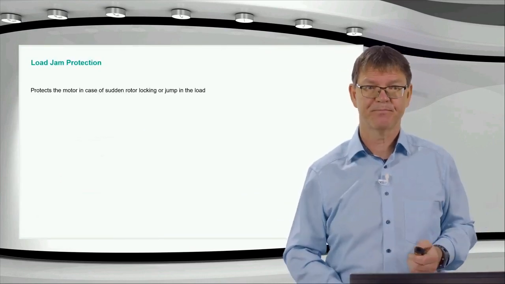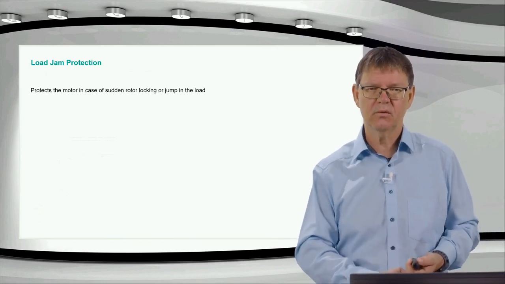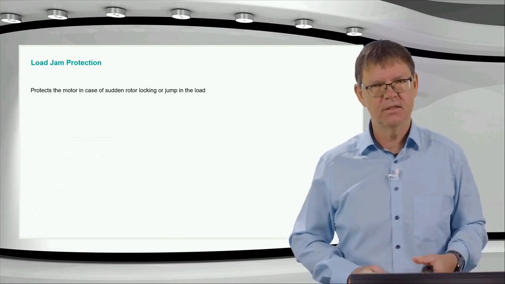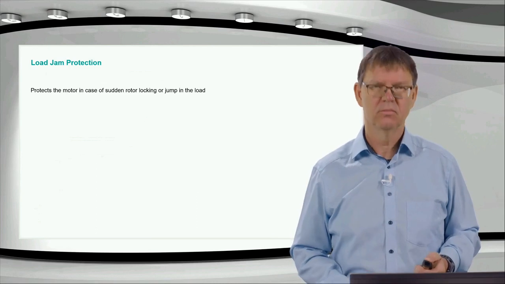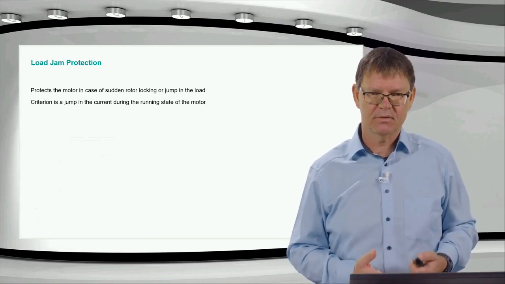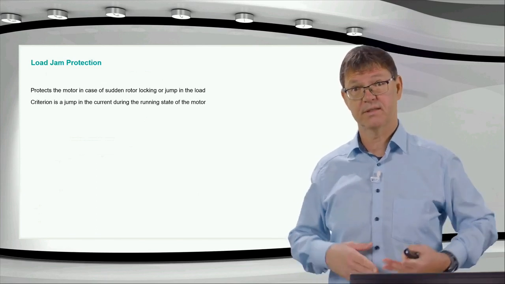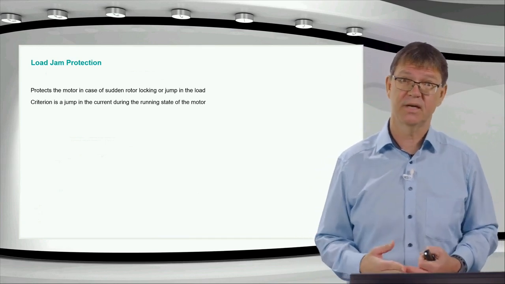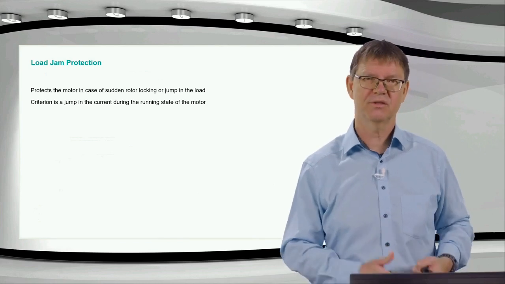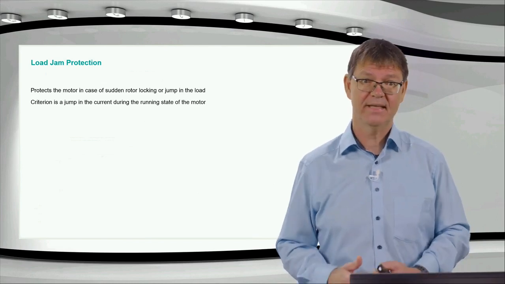So that I can come to the next point, which is the load jam protection. This protects the motor in case of a sudden rotor locking or jump in the load, something gets blocked, stuck, or something like that. And we can see this because then the current of the motor increases simply. We have a jump in the current, and what is important, of course, during the startup, we also have a kind of jump of the current. We must be sure that this function does not work during the startup of the motor. Therefore, this is active only when the motor is running.